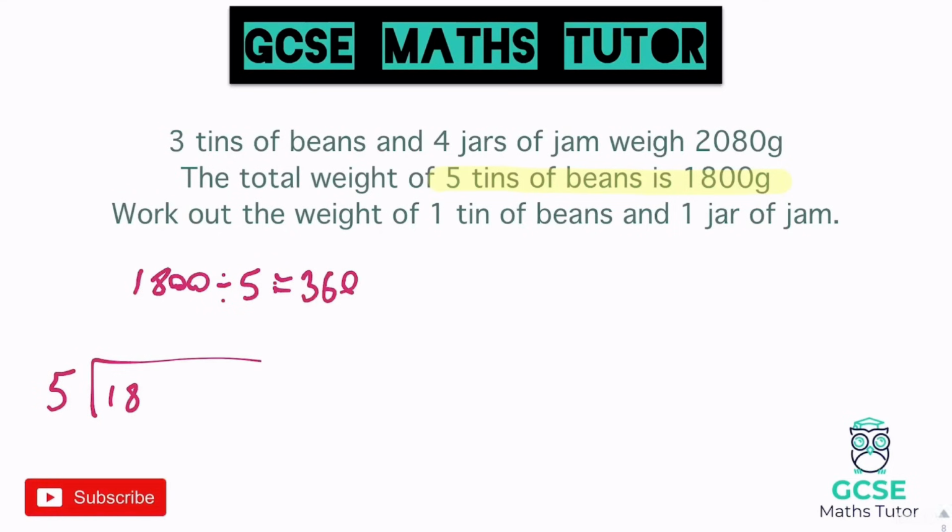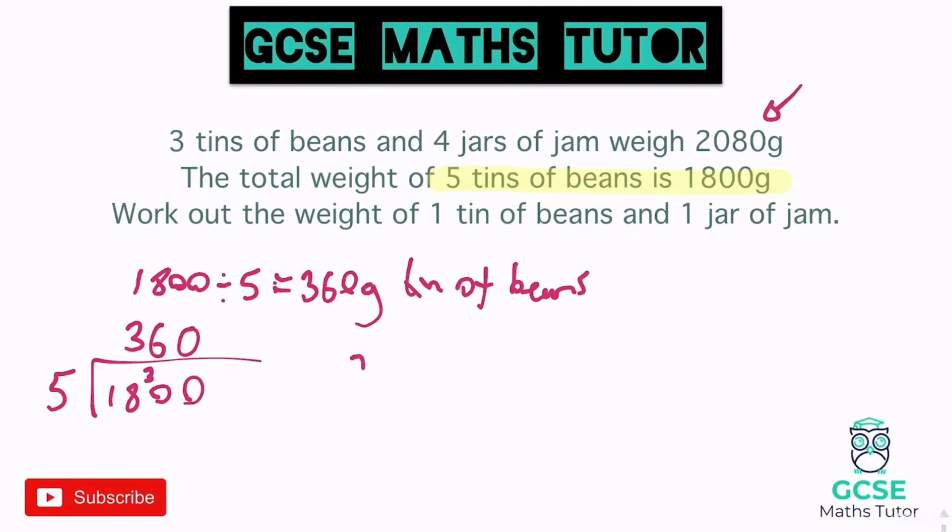We might have to do a bit of bus stop for that. 5 into 18 goes 3, remainder 3. 5 into 30 goes 6, and then 0, so 360 grams, and that is for the tin of beans. It then says 3 tins of beans and 4 jars of jam weigh 2,080 back in the first line. So if we work out the weight of 3 tins of beans, 3 of those would be 360, 360 and 360. If we add those all up, we get 1,080. So that's the weight of those tins of beans.